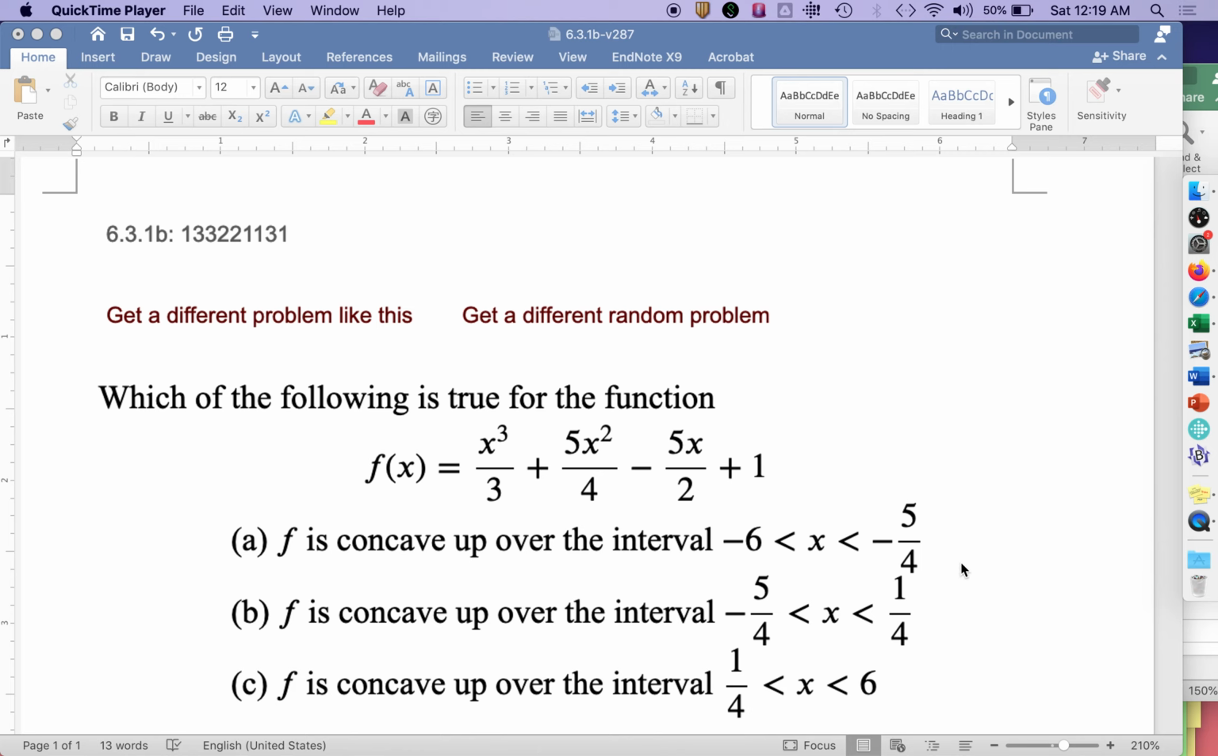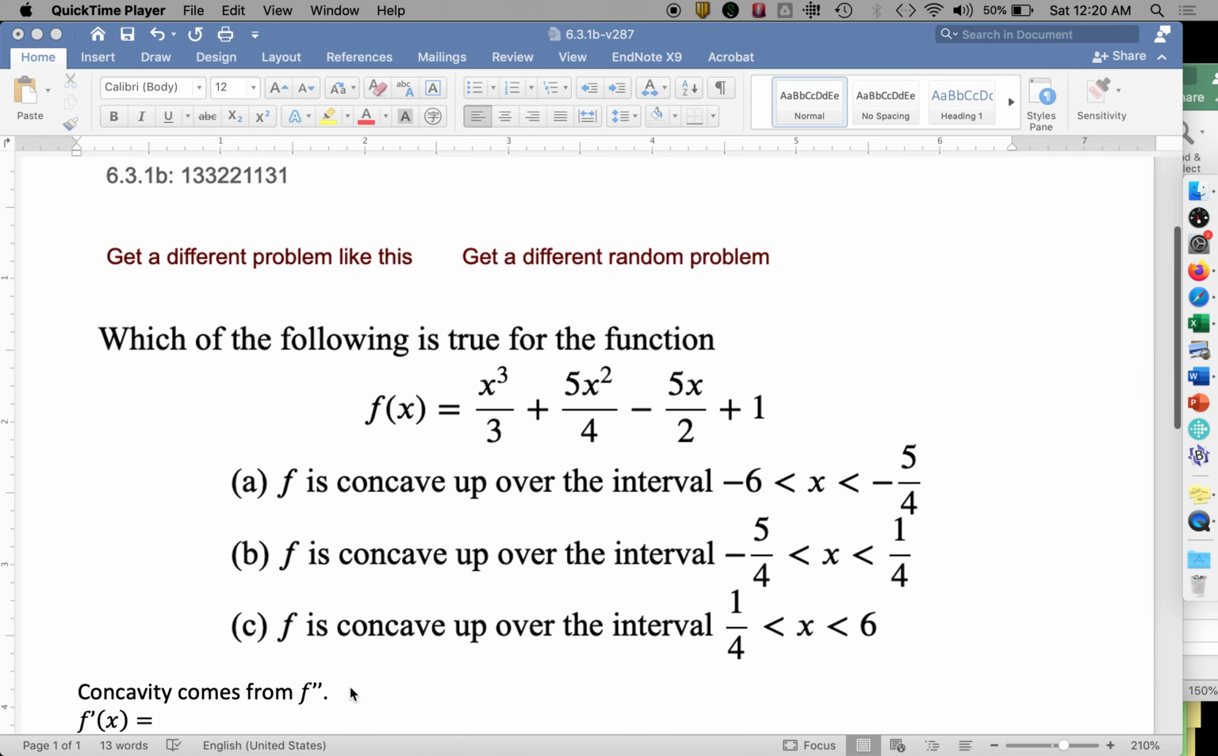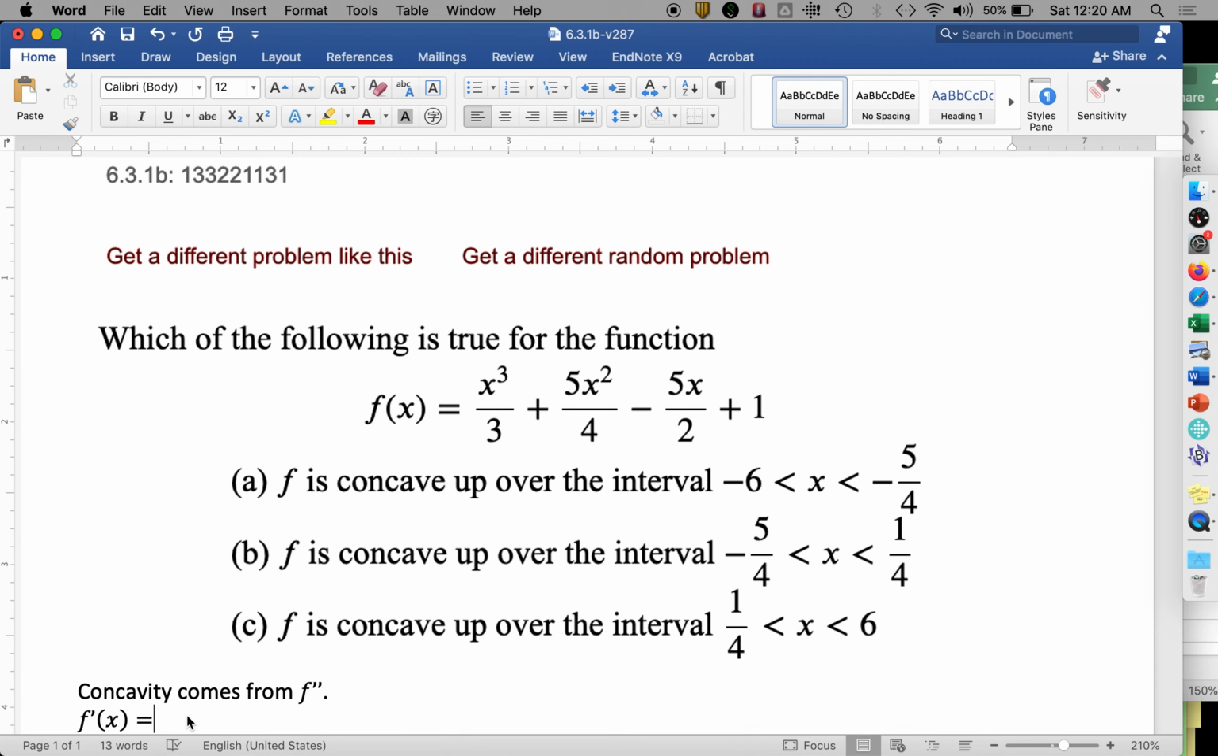So we're trying to find our point of inflection, if we have one, and then determine around it whether the function is concave up or concave down. And then we'll compare these intervals to what we find. Okay, so concavity comes from the second derivative, f double prime. And in order to find f double prime, I have to first find f prime. And this one's going to use a power rule.